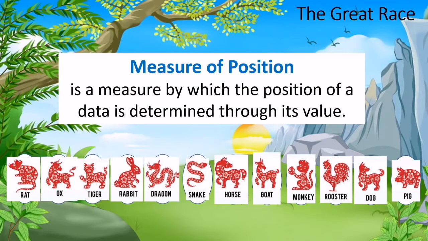What we have just answered relate to our lesson for the day, which is about the measure of position. Measure of position is a measure by which the position of a data is determined through its value. Will you read it again? Very good!